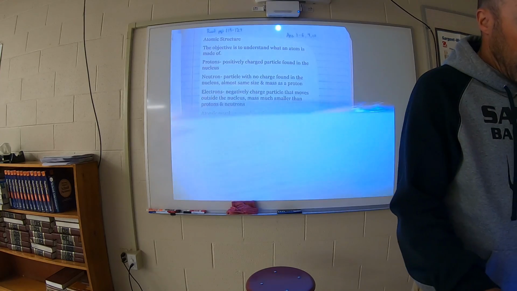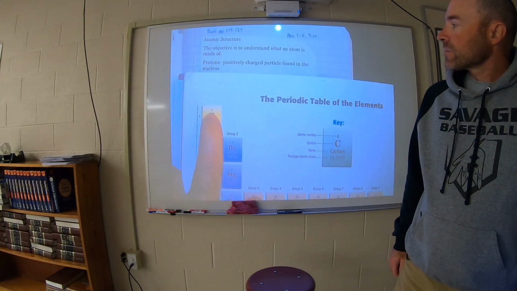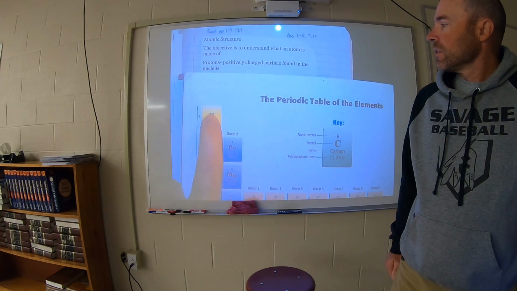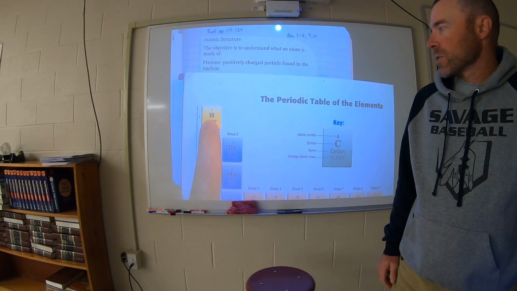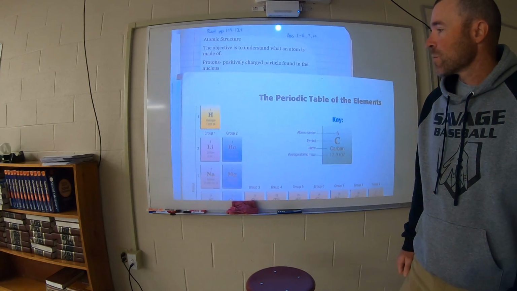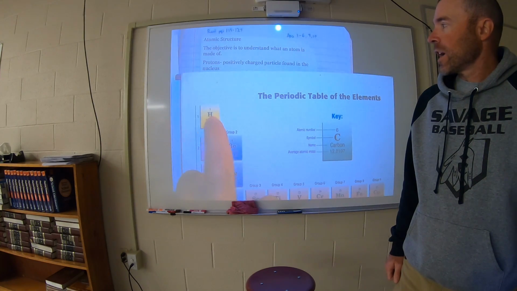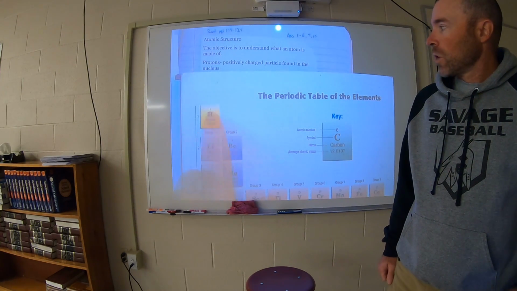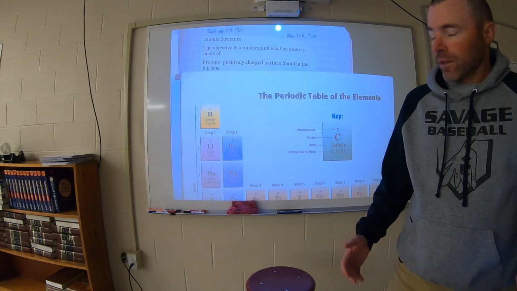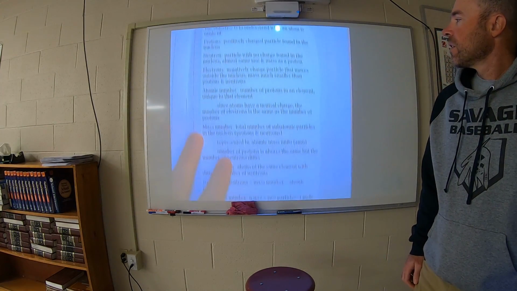So this atomic number is the number of protons in a particular atom of that element. Hydrogen has 1 proton. Since we're going to start off talking about atoms being neutral, it's also the number of electrons. So hydrogen, since its atomic number is 1, has 1 proton and 1 electron. We'll get into neutrons in just a second.